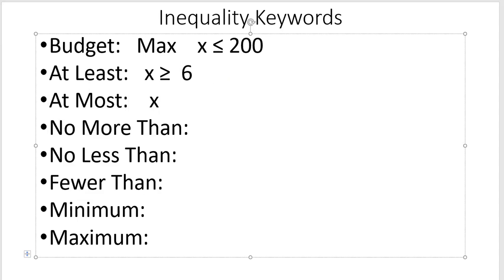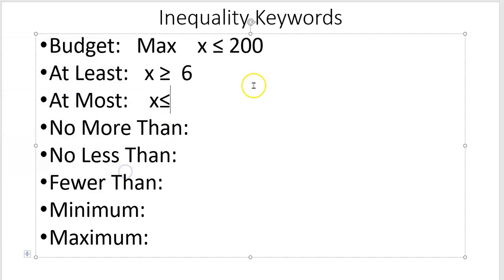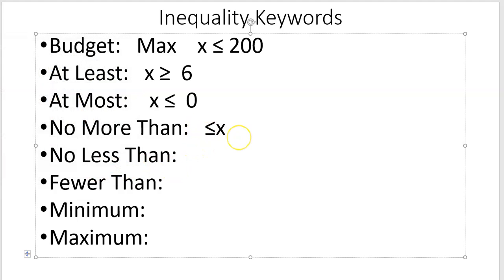At most is the opposite. That would be a less than or equal to. At most, 0 of you are bad. That means less than or equal to 0 of you are bad. No more than is kind of a tricky one. No more than actually means less than or equal to. No more than 12 students can play a game. Well, you can play the game with less than 12, but you can't play with more than 12.